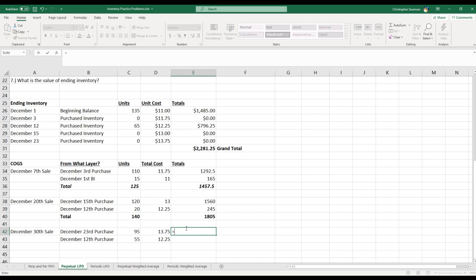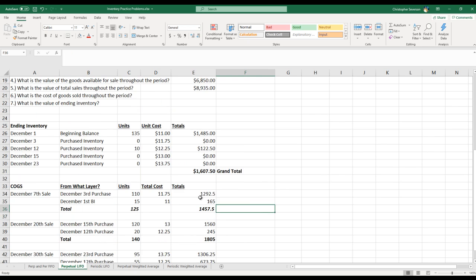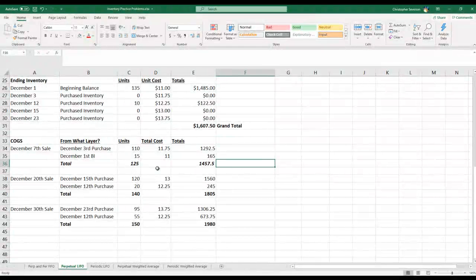By the way, I need to do my multiplication here. So we have our 150 units. I didn't update this. We had 65. We used 55 of them, so we're down to 10. Just to double check, we have our 150 units. And we have a $19.80 cost. And we're done. We've updated everything.